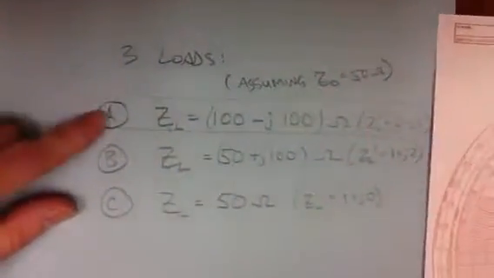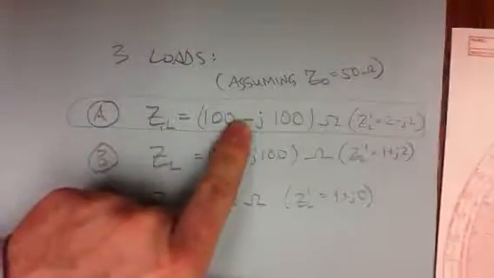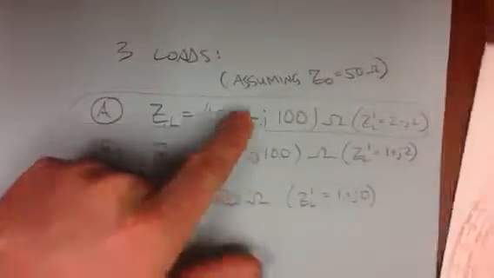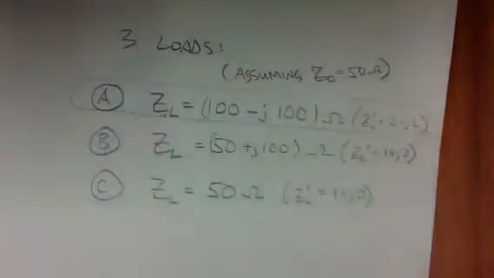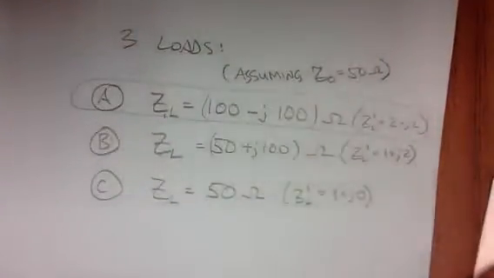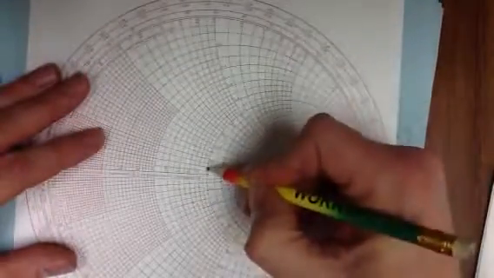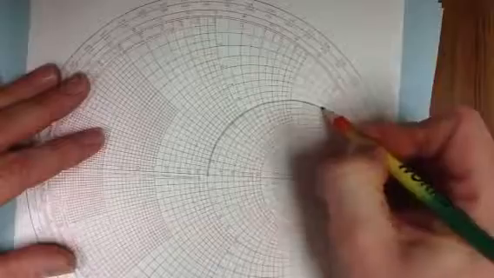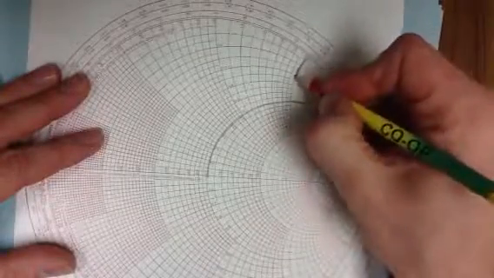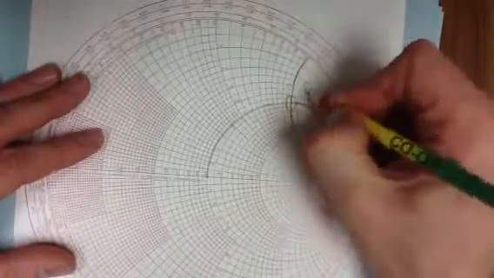So for this load, VSWR is 4.2 to 1. Okay. Next one is B. 50 plus J100, normalized 1 plus J2. That could be 50, 1 plus J2, this is 1, plus J2. That's B. I'll make a new circle.